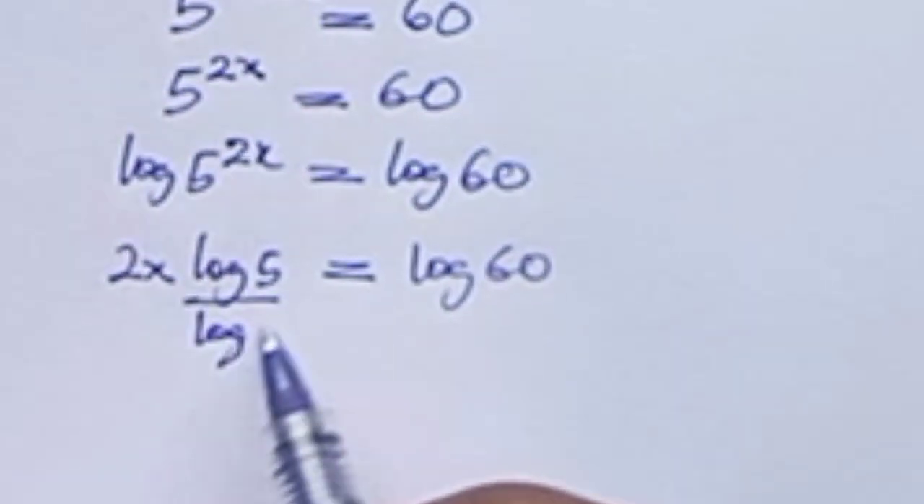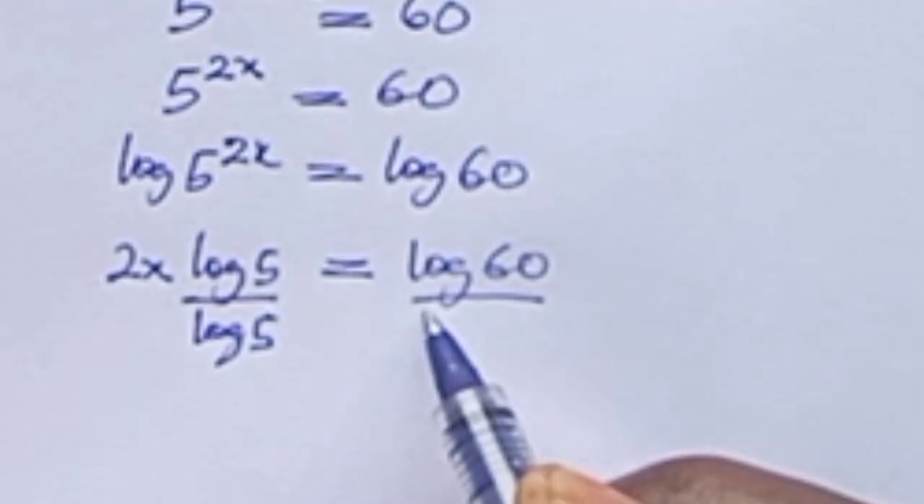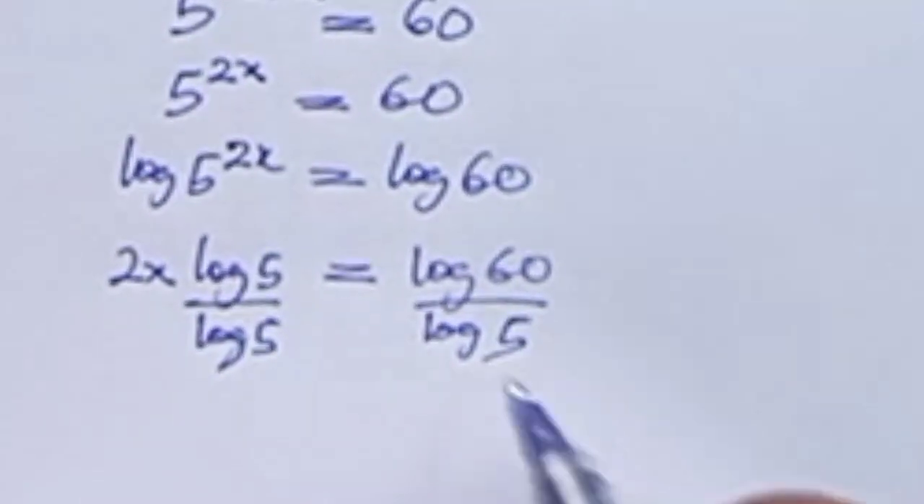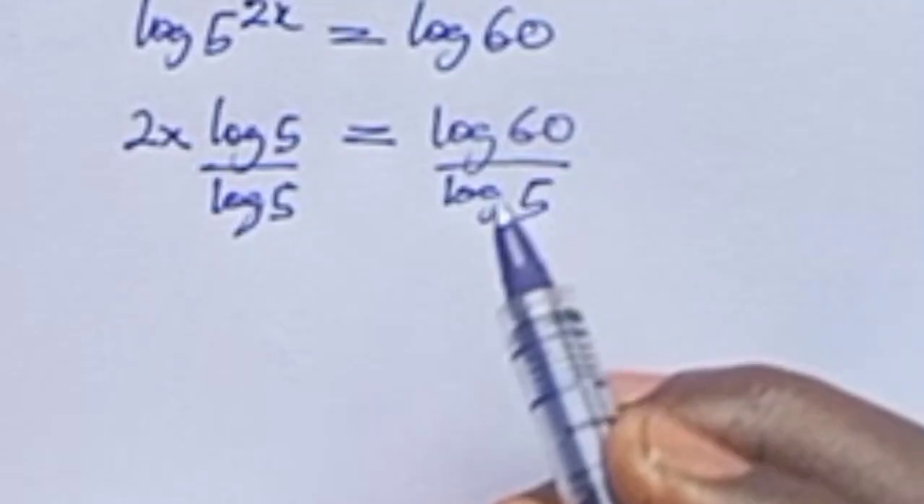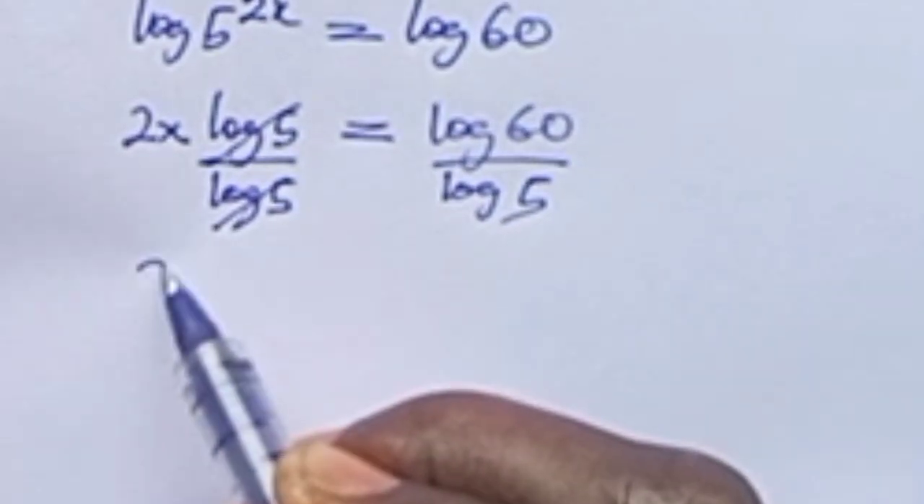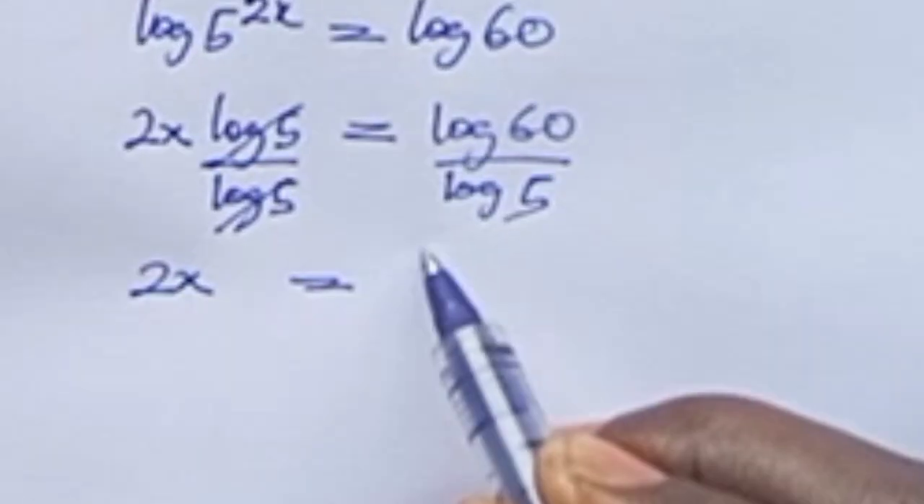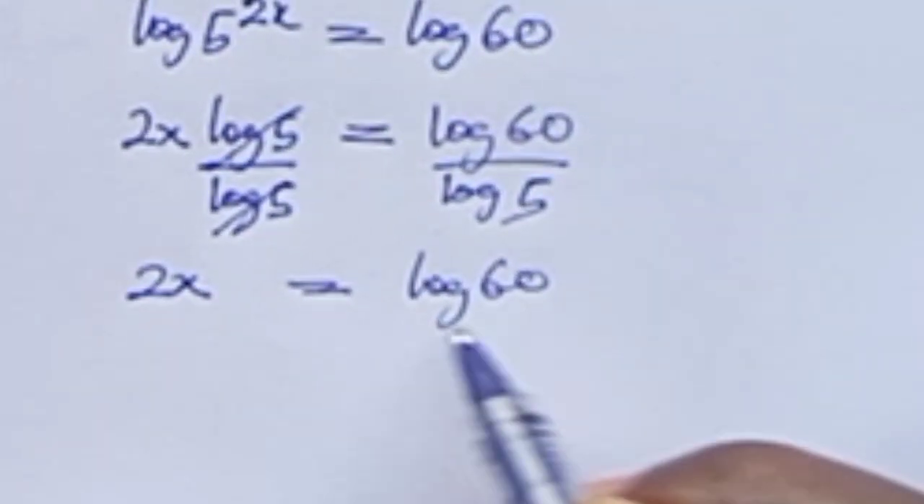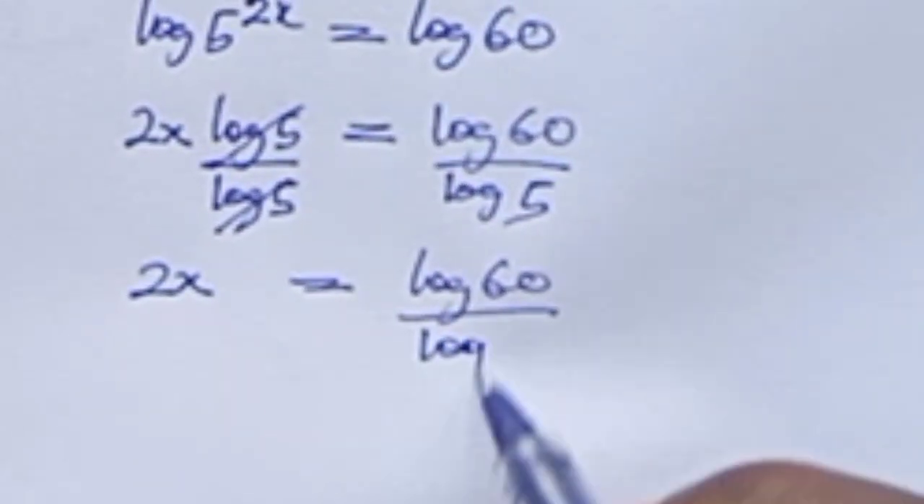So in the next line, we're going to divide both sides by the coefficient of 2x, which is log 5. That is over log 5 and over log 5. And log 5 can successfully cancel out log 5 and it becomes 1 times 2x, that is 2x. 2x is equal to log 60 over log 5.